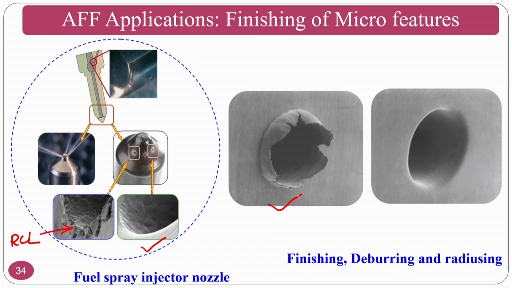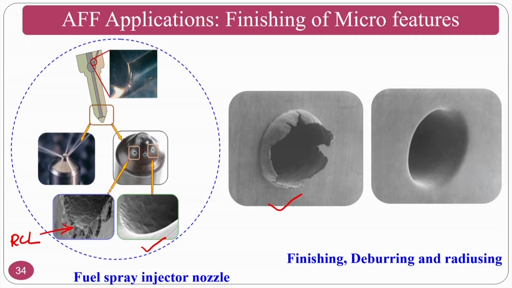Exclusively I kept this particular slide for those people who couldn't understand what a deburring operation is. Whenever you do the drilling operation, at the edge, at the bottom side, you get this type of burr. If you remove it with an abrasive flow finishing medium with a low viscous medium, you will not only remove these burrs, but also get radiusing.